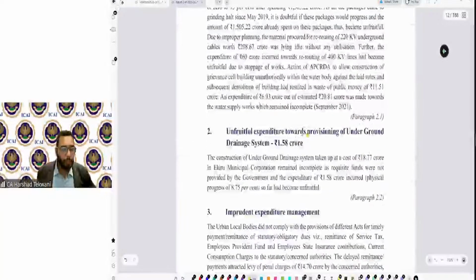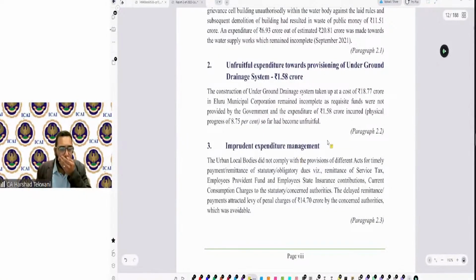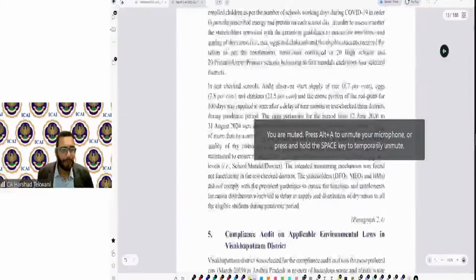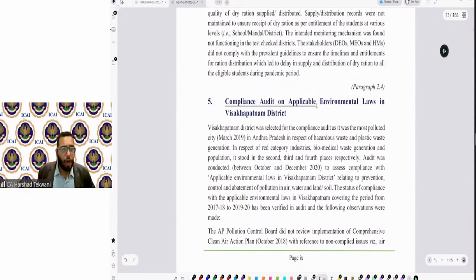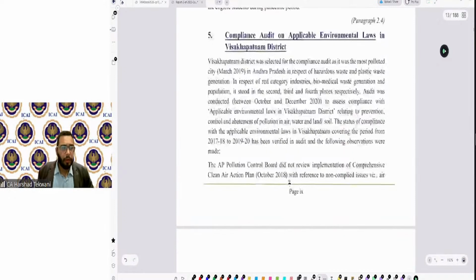Okay, if I just show you, compliance audit of applicable environmental laws in Visakhapatnam district. Again, they are checking compliance with the applicable environmental laws. They are checking whether the environmental laws were complied with or not in a particular district. So that particular district will be my subject matter, and the environmental laws will be the applicable criteria.